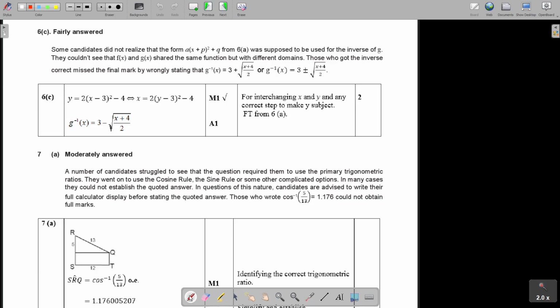Those who got the inverse correct missed the final mark by wrongly stating the plus or the plus minus, but it was just the negative. Okay, and I showed you why, due to the domain that was smaller. So basically, if you got it in that form, for interchanging the x and the y, they gave you a mark, and then only for the final answer, which is only the negative part.